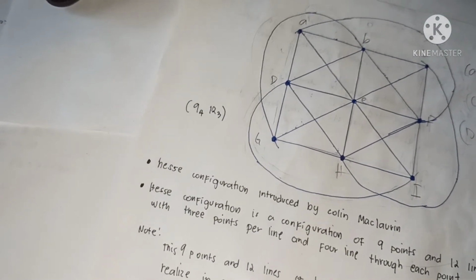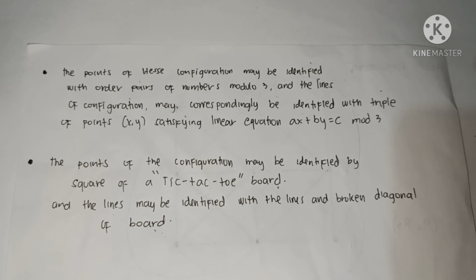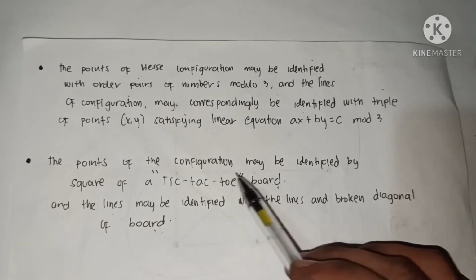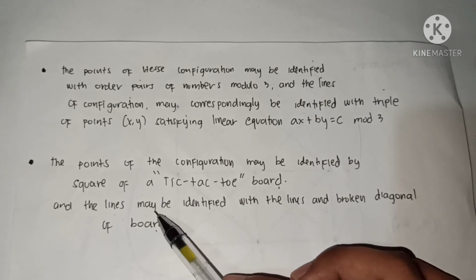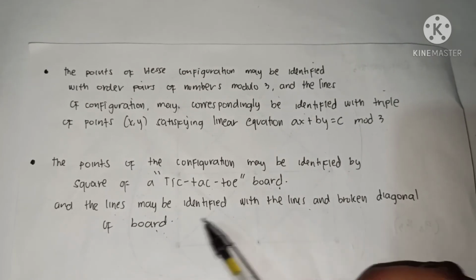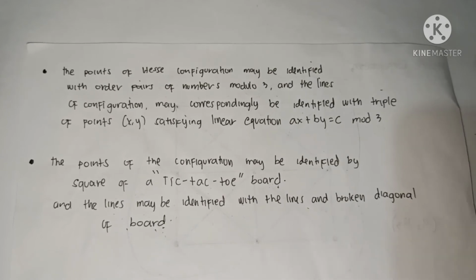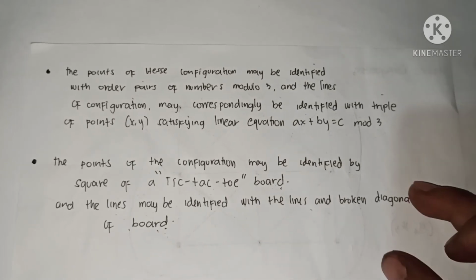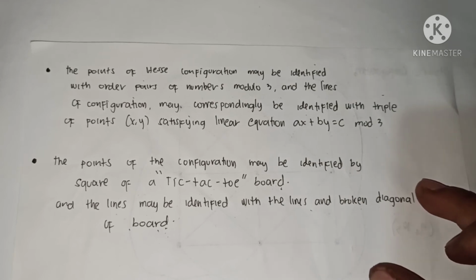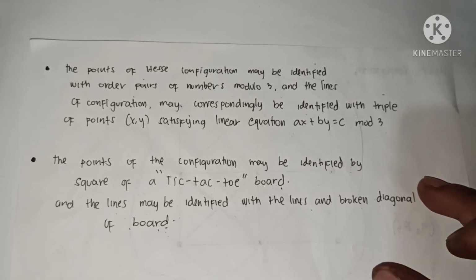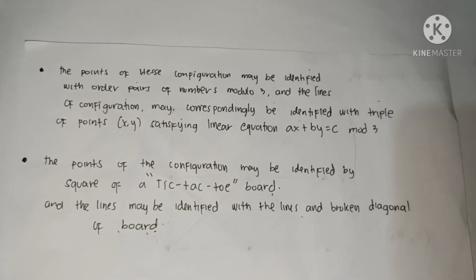And lastly, the points of the configuration may be identified with the squares of a tic-tac-toe board, and the lines may be identified with the lines and broken diagonals of the board. Meaning, this is an alternative way to find the lines and points of a Hesse configuration using the squares of a tic-tac-toe board. What is a tic-tac-toe board?